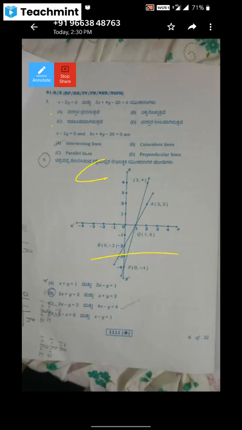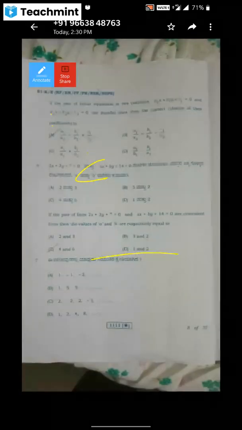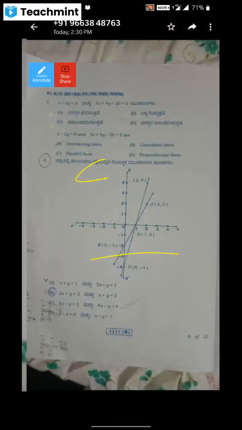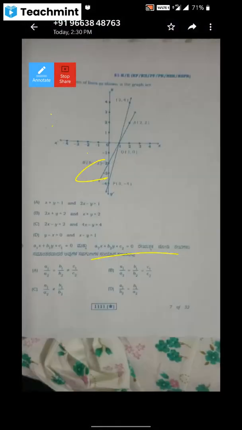In the fourth question, the pair of equations of a line as shown in the graph. So the point of intersection Q gives the coordinates (1, 0). So (1, 0) satisfies which of these four options?